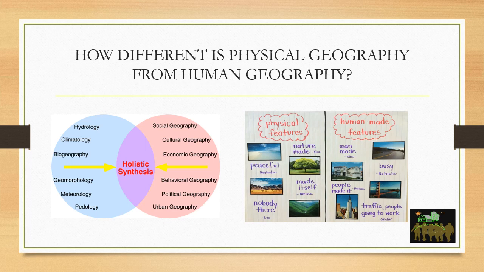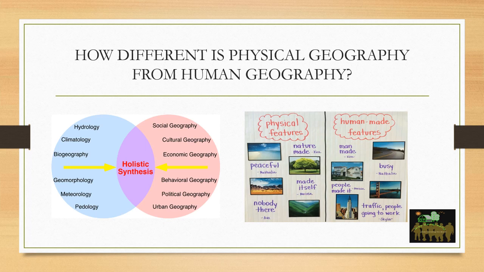A simple insight into these: hydrology has to do with the study of water and the water systems on the Earth's surface. Climatology has to do with the study of the climate. Biogeography has to do with the study of biodiversity, of nature, of plants, of animals, and how they react and interact in the environment, and the processes mainly that are involved. Then geomorphology has to do with the study of landforms. Meteorology has to do with the study of the weather. Pedology, on the other hand, has to do with the study of soils.